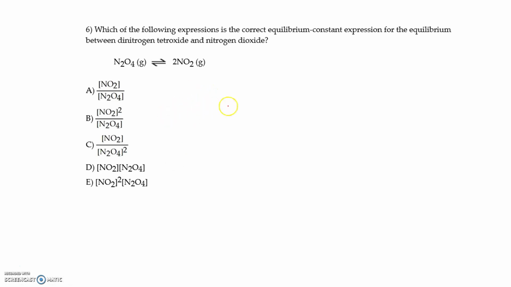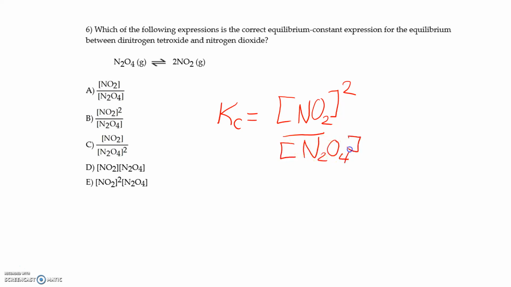So whenever I get an equilibrium constant, a Keq or a Kc or a Kp, whatever, it's going to be equal to the concentration of the products over the reactants. And the concentrations are going to be raised to their stoichiometric coefficients. So in this case, it's going to be the concentration of NO2 raised to the second power over the concentration of N2O4, so that's products over reactants, which is going to be option B.